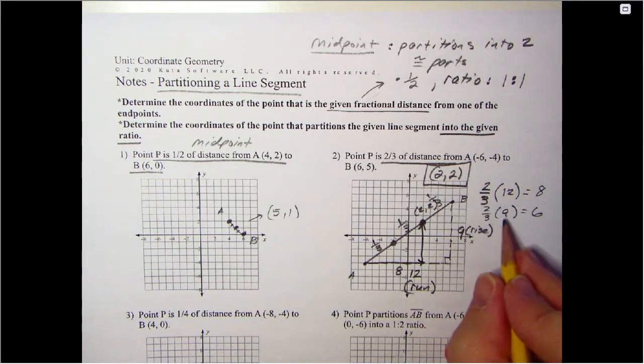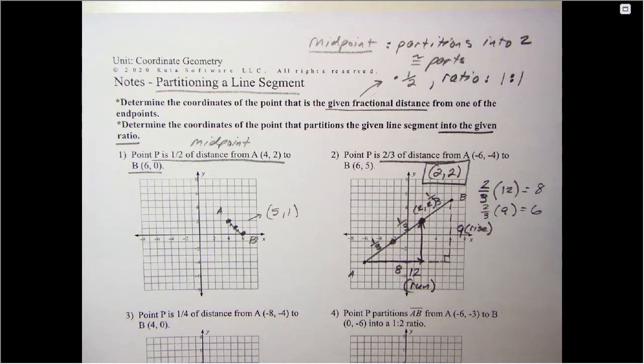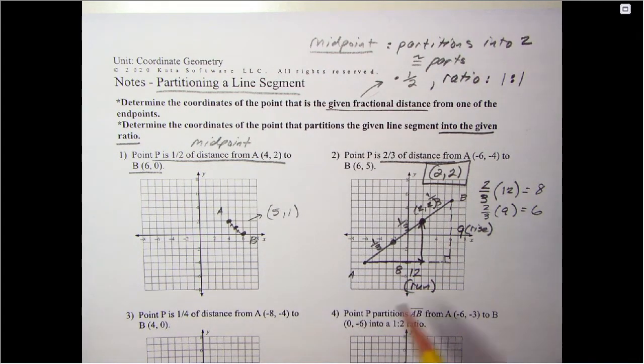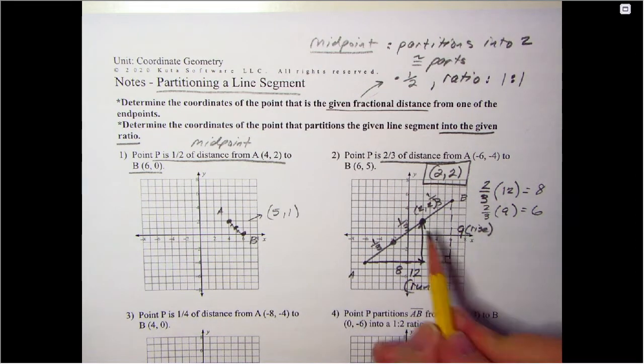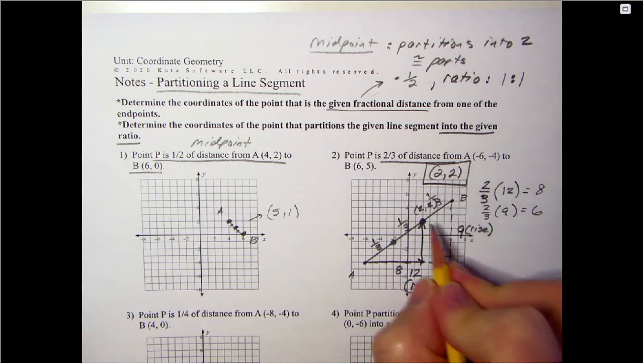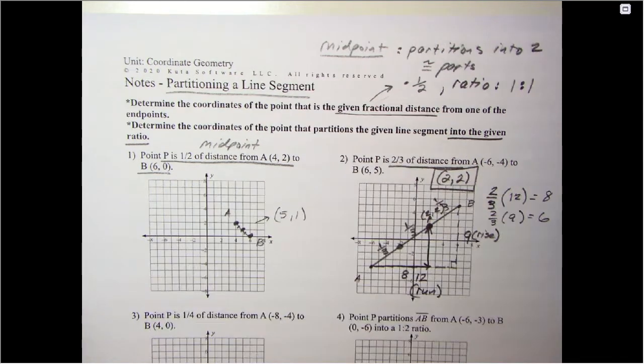Essentially, that's what we're doing when we're using this graphing method. We're dividing this line up into thirds, and we want to go 2/3 of the way. The whole point is to determine where that point is, point P. If you want to label that, we can put point P there.